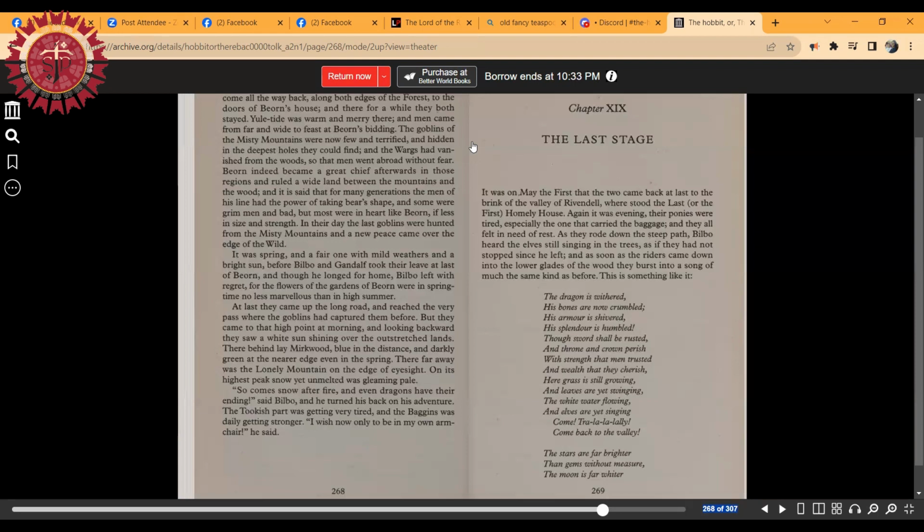There behind lay Mirkwood, blue in the distance, and darkly green at the nearer edge, even in the spring. There, far away, was the Lonely Mountain on the edge of eyesight. On its highest peak, snow yet unmelted was gleaming pale. So comes snow after fire, and even dragons have their ending, said Bilbo, and he turned his back on his adventure. The Tookish part was getting very tired, and the Baggins was daily getting stronger. I wish now only to be in my own armchair, he said.